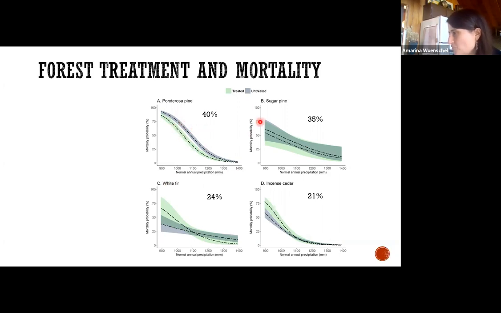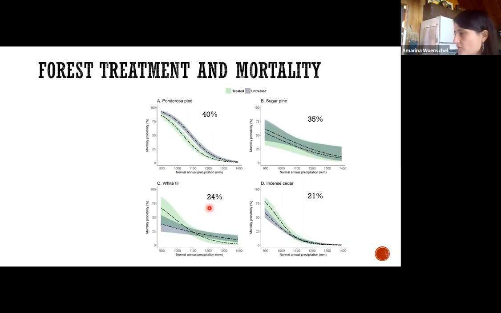So for all these graphs, blue is untreated, and then the green are the treated areas. And again, we have mortality probability on the y-axis for all these graphs. And on the x-axis for all these graphs, we have precipitation. So with ponderosa pine, which died at 40% of all the ponderosa pine in our study, treatment was lower. The probability of mortality in treated areas was lower than in untreated areas. And as you can see, of course, there was also this change with precipitation. With sugar pine, which died at 35%, there was a marginal difference. Treatments made a marginal difference, but it wasn't as clear.